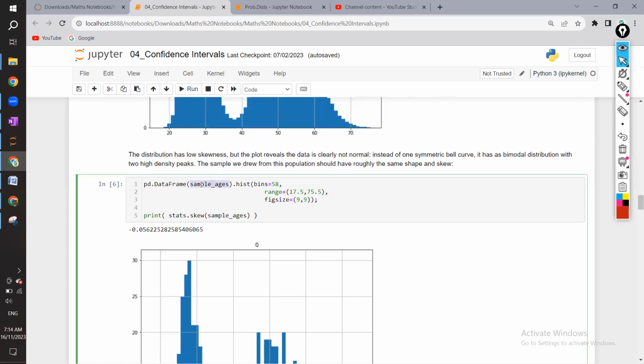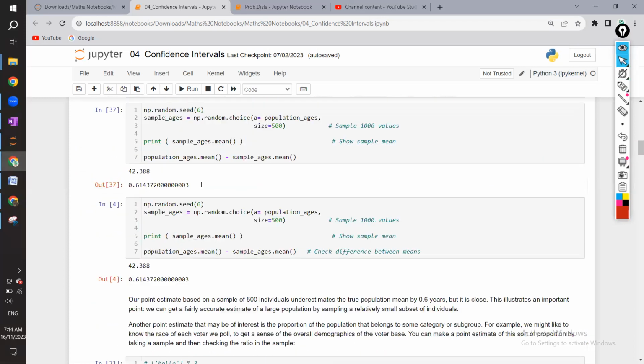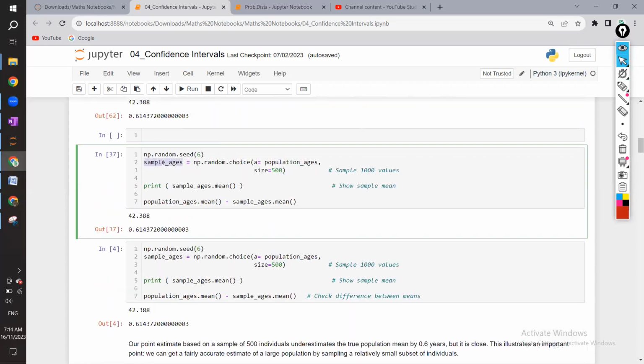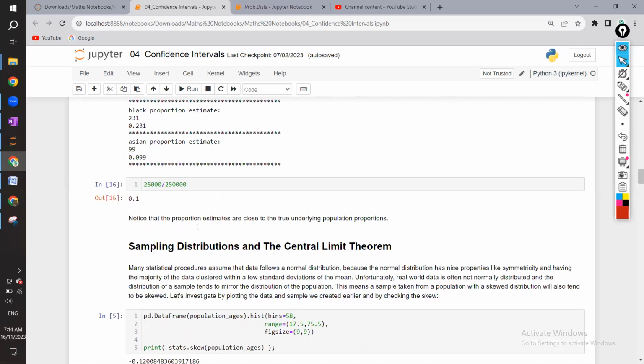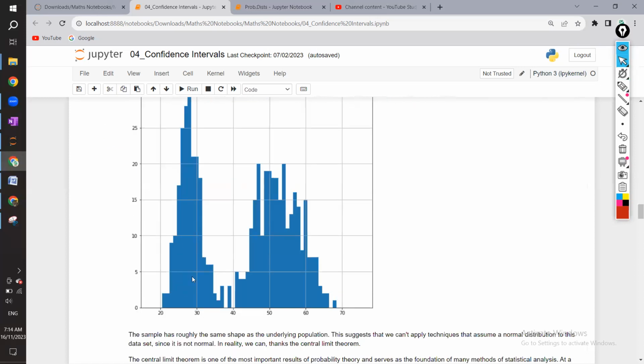So see here what I'm doing, I'm creating sample ages. What is sample ages, guys? You remember we took sample ages. You took randomly 500 samples from the population ages. Yesterday we did this, right? So 500 ages you are taking and creating sample ages. If you plot the sample ages, see, it is also having roughly the same structure.